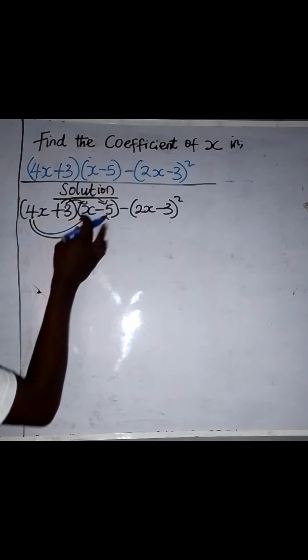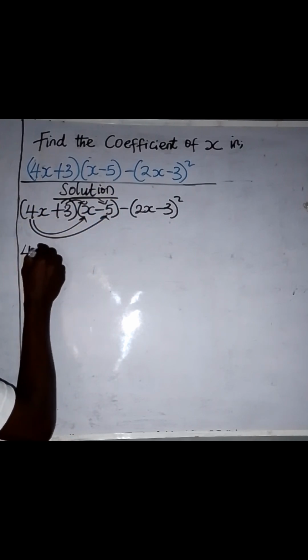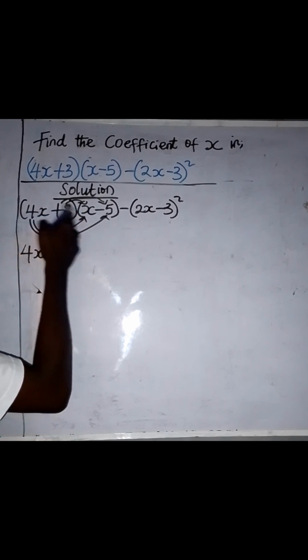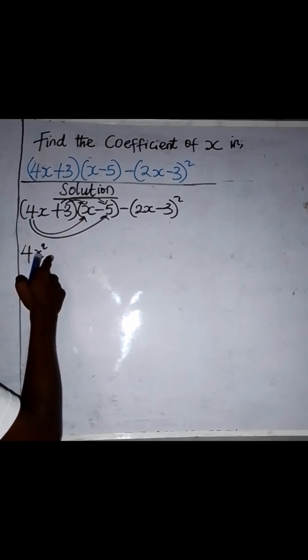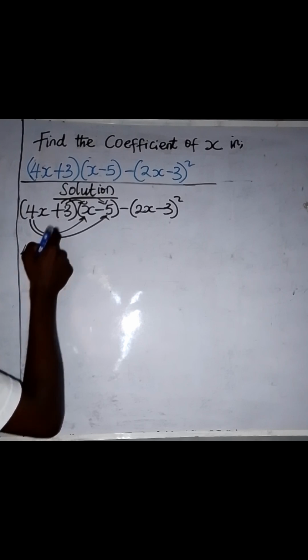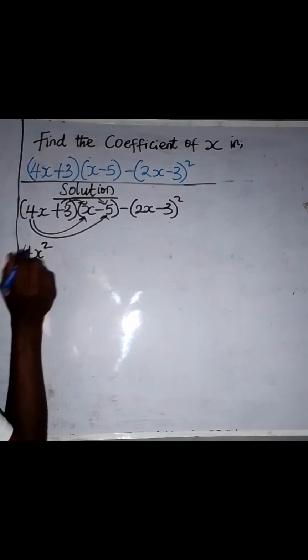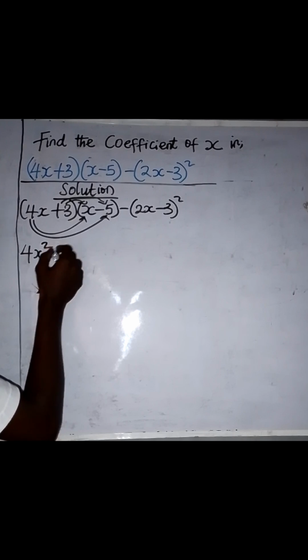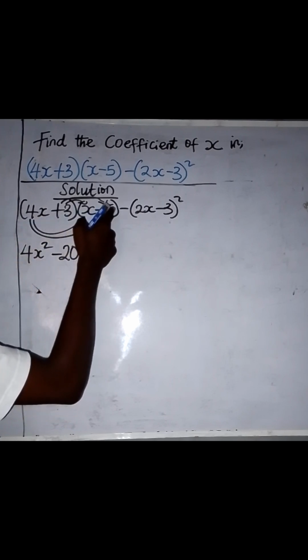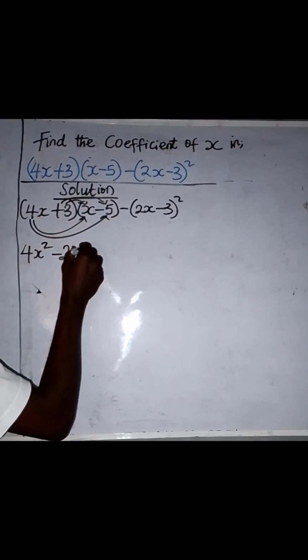So how about 4x times x is 4x square. The value of x here is 1. 4 times 1 is 4. x times x is x square. Alright, next thing we have here is the 4x times 5. 4 times 5 is what? It is 20. Remember, plus times minus is minus. The 5 here doesn't have any letter, so it just becomes 20x. So we are done with that first one.